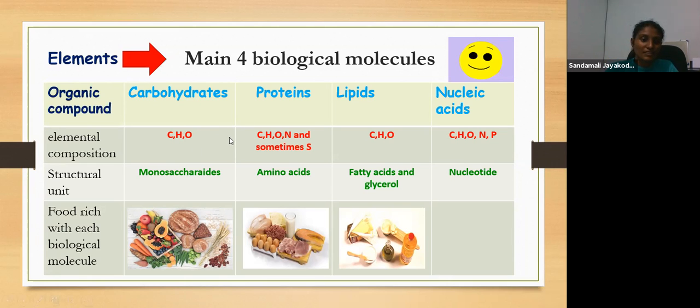Here, carbohydrates are made up of carbon, hydrogen, and oxygen. So it is mentioned here as CHO.